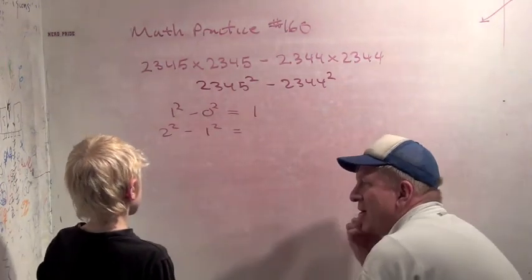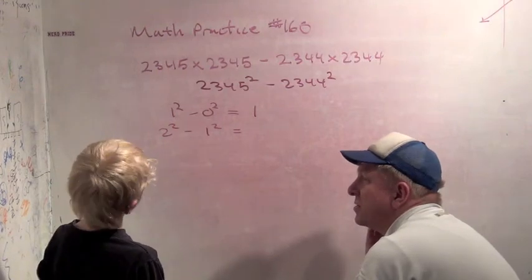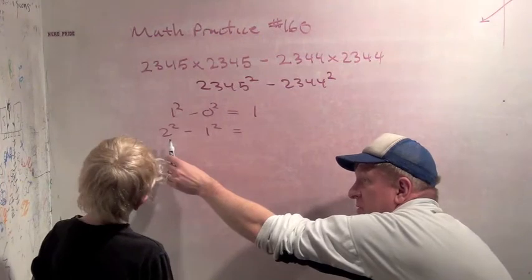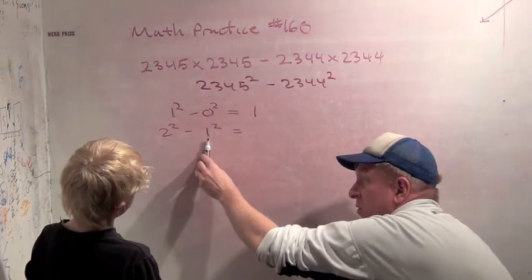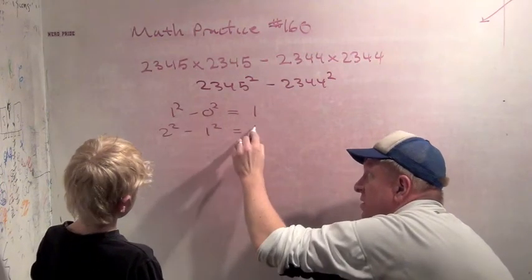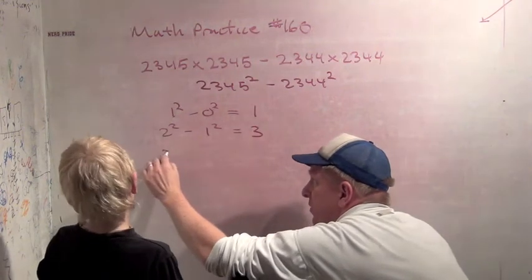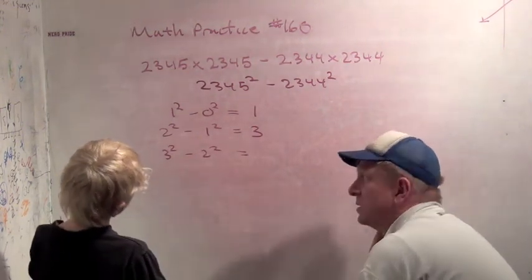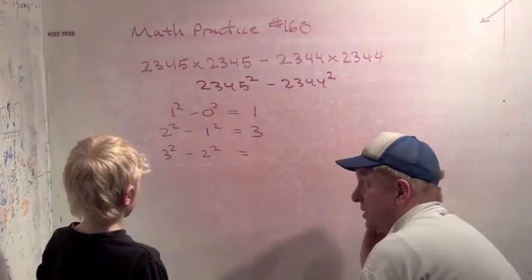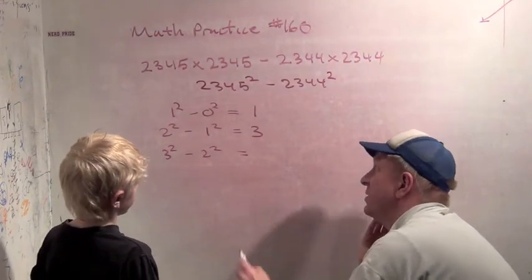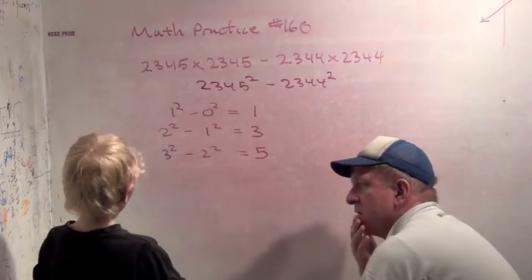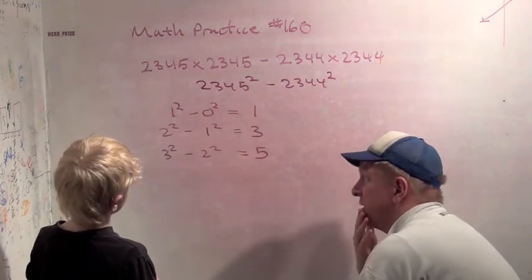How about 2 squared minus 1 squared? What does that equal? It's 3. Okay, because 2 squared is 4, minus 1 squared, 1, which is 3. Okay, how about 3 squared minus 2 squared? 3 squared is 9 minus 4, which is 5. Okay. See any pattern yet? 1, 3, 5? Odd numbers. Oh, odd numbers. Okay, that's interesting.